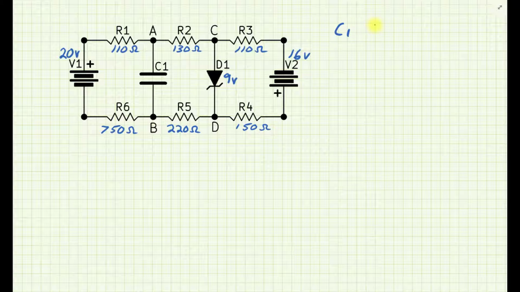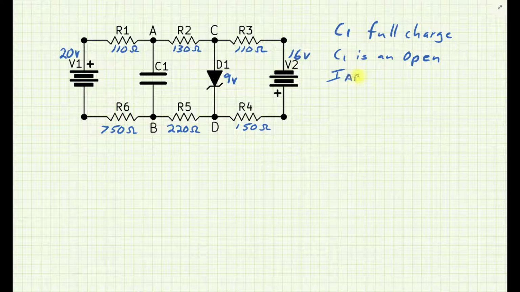C1 we'll just say full charge. Basically C1 will have no current flow and it'll just look like a big open. So whatever voltage is available to it on points A and B, if you were to go measure it, it would have that voltage present, so I_AB equals 0 amps, and V_AB is unknown.